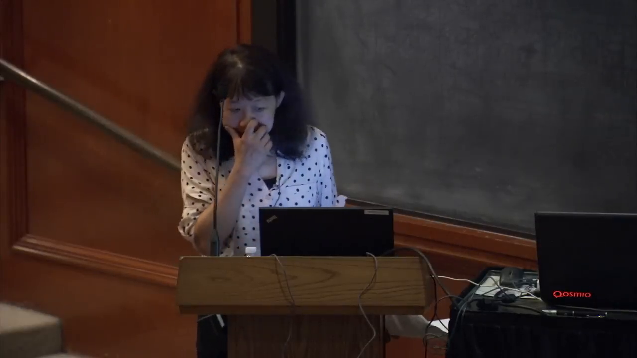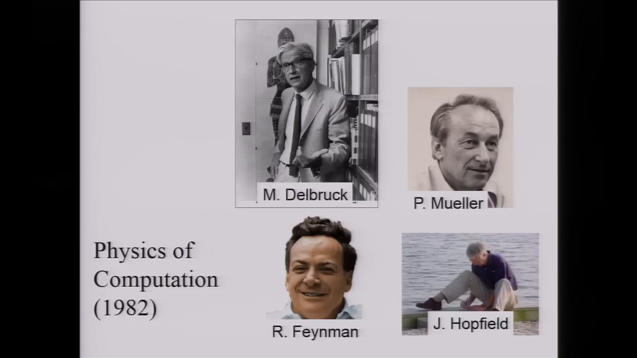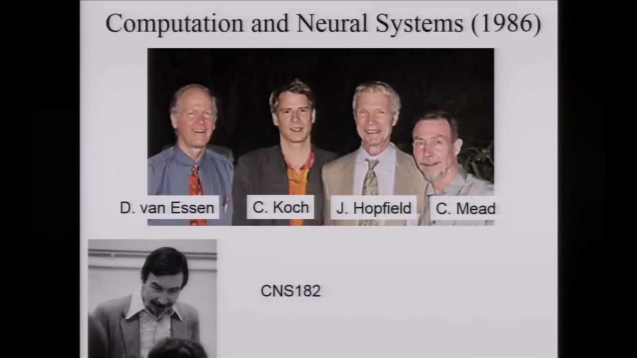And so the next thing that happened was in the early 1980s, there was a physics of computation class that was put together by John Hopfield and Carver Mead and Richard Feynman. And apparently the lectures were very interesting. The material was so exciting that John Hopfield, along with David Van Essen and also John Allman, started the Computation and Neurosystems program in 1986. And Christoph Koch was one of the first faculty that was hired into this program.